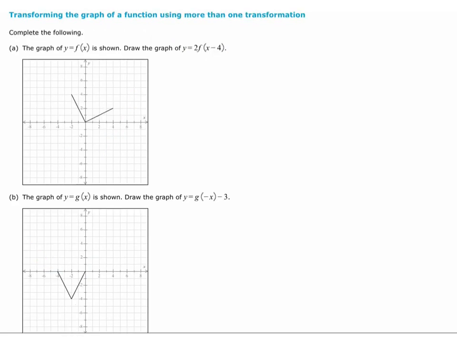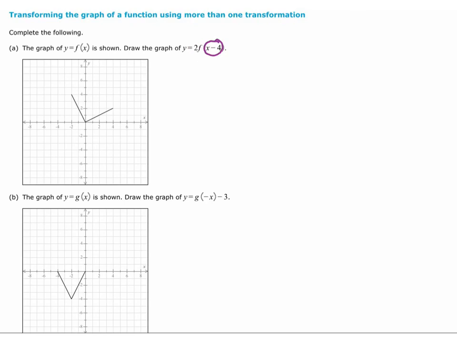Here, the graph of y equals f of x is shown. Draw the graph such that it's 2 times f of x minus 4. So they're taking two transformations in place here. We've got our horizontal shift inside, and in this case, and then we've got our stretch by 2.